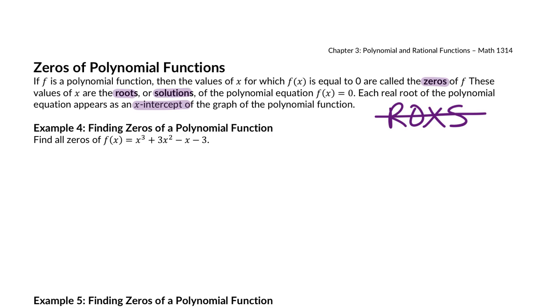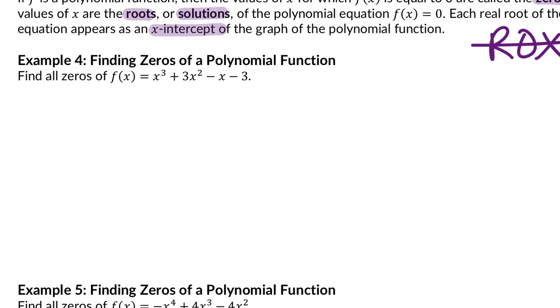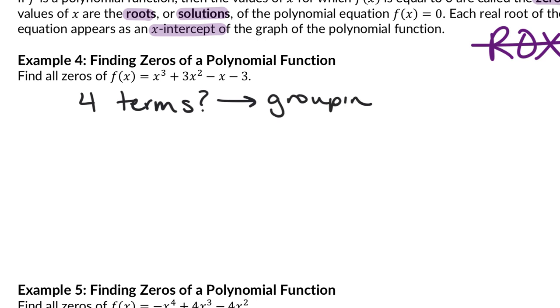So if we're finding all of the zeros of this polynomial function, I see that there are 4 terms. If you have 4 terms, that means in your brain you need to think, all right, I'm going to solve this by grouping, because it doesn't work with the quadratic formula. It doesn't work with anything else that we've learned so far except grouping. Now what grouping is going to do is it's going to have us split the polynomial into 2 parts. So I have the first 2 parts, and I have the second 2 parts. Just visually in your brain, you're separating them into 2 groups.